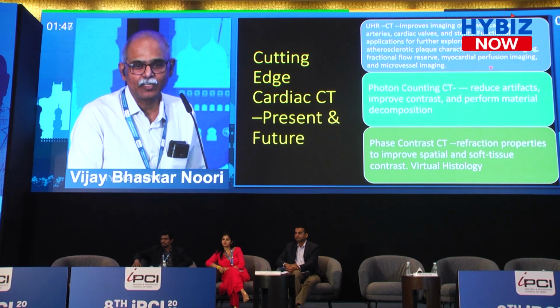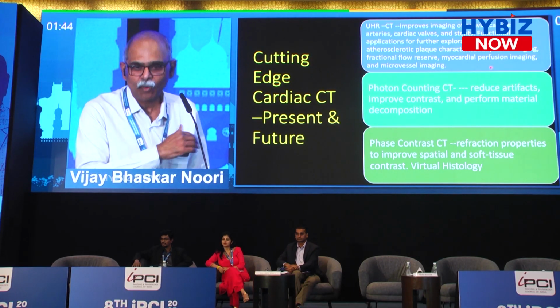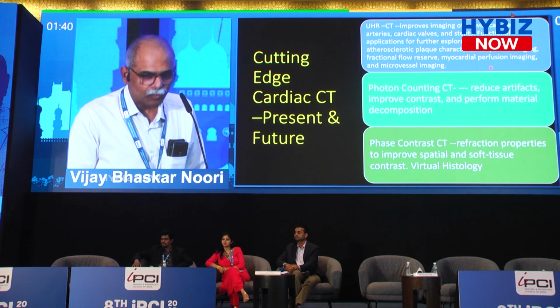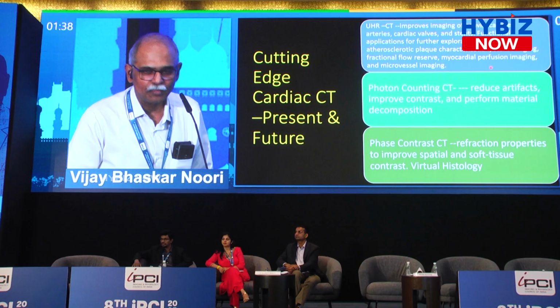Phase contrast CT costs around 70 crores. These are all experimental stage. No one can afford it. So ultimately, the bottom line is 3 millimeters less or 3 millimeters and more. That's what is going to tell us.